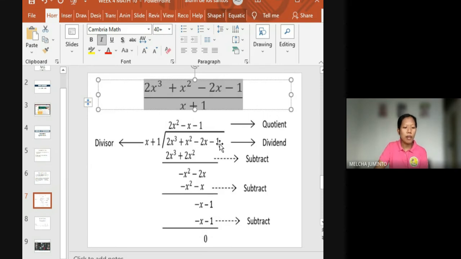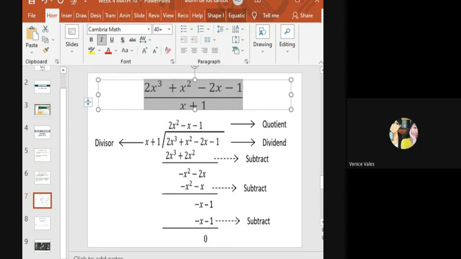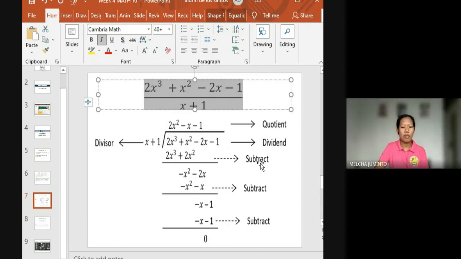That's how we divide polynomial using the long method. We just simply follow the way how we divide numbers. The only difference is that there are variables along with the numbers. Any questions with long method? With the long method? None po. Let us move to synthetic division.